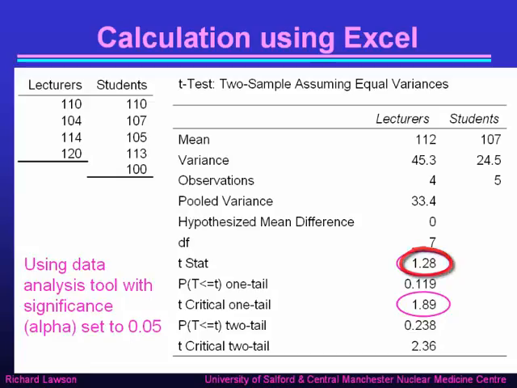The p-value comes from the significance that we set when we did the t-test. I set an alpha of 0.05, and it says that the critical value for a one-tailed test is 1.89. Clearly our t-value hasn't reached significance. 1.28 is less than 1.89, and it helpfully tells us that the probability of that for a one-tailed test is 0.119, which isn't significant. If we'd been doing a two-tailed test, then the critical value would have been 2.36.